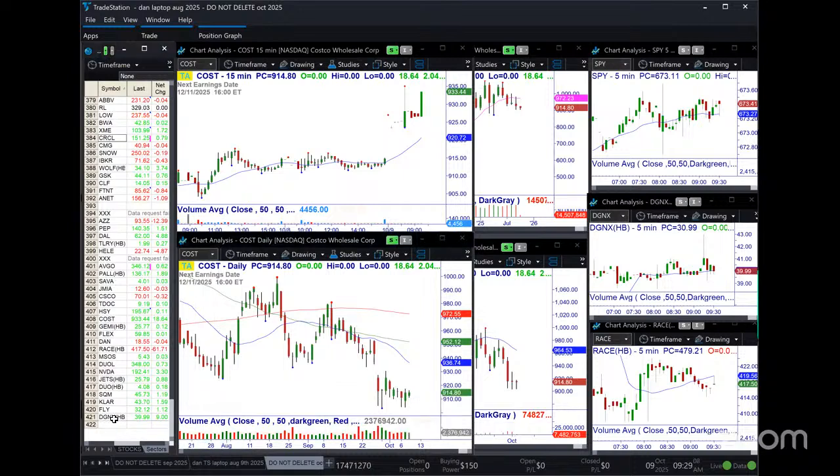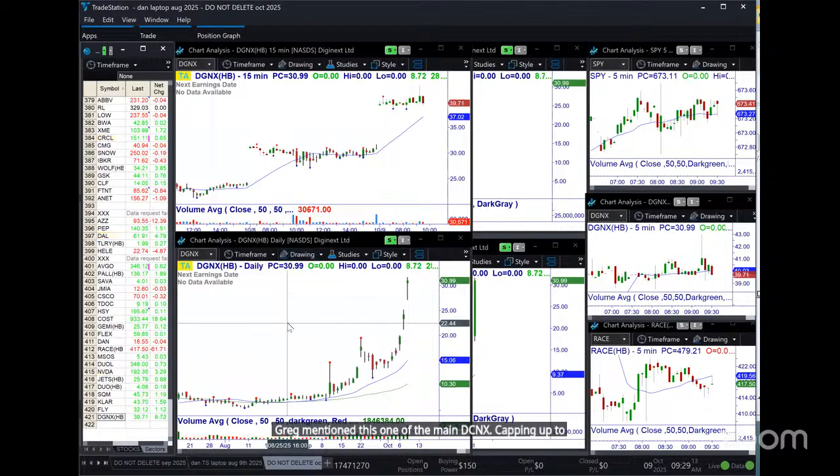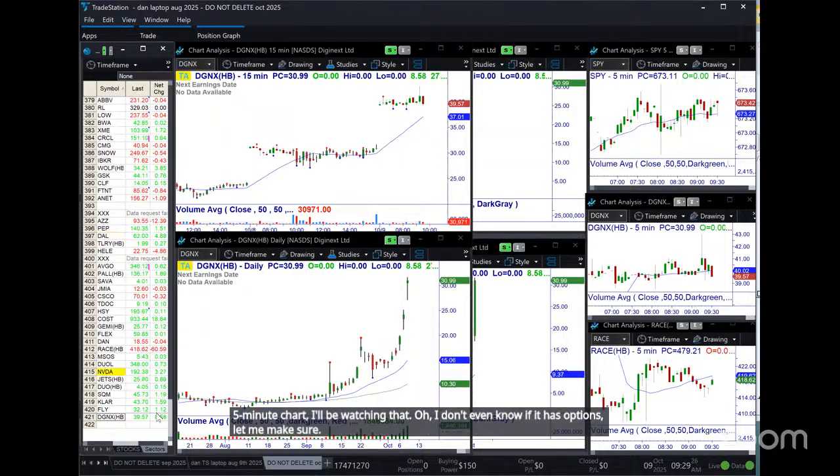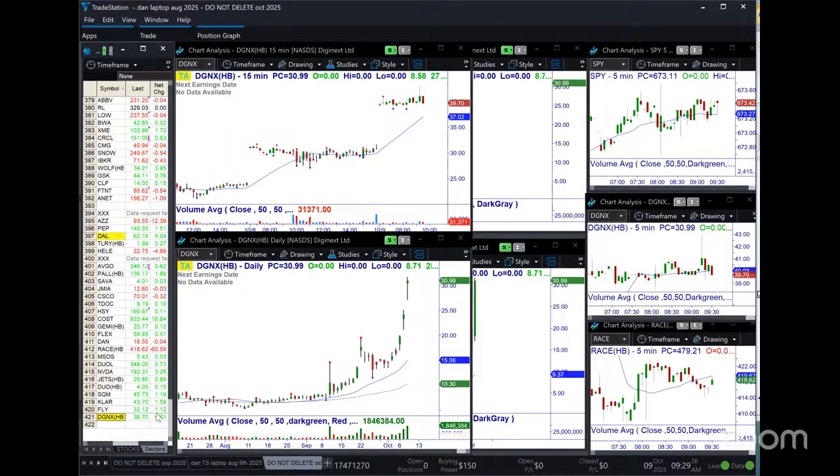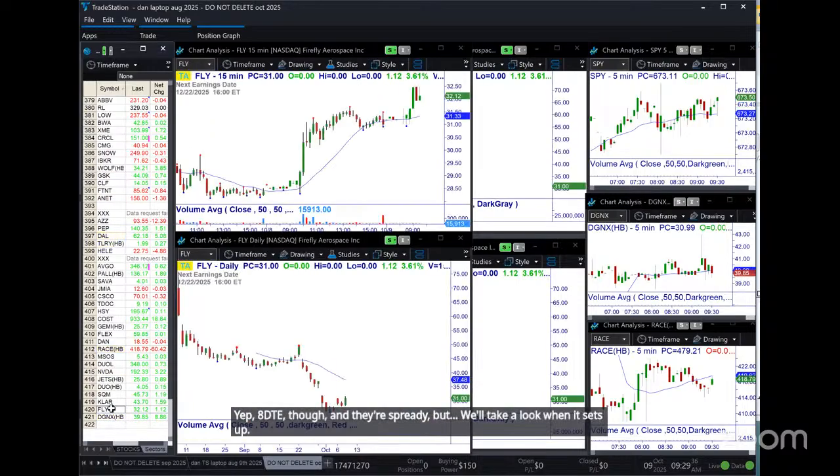Greg mentioned this one, the main DGNX gapping up to $40. That's a beautiful gap and crap candidate. So I got it here in my middle chart, 5-minute chart. I'll be watching that. Oh, I don't even know if it has options. Let me make sure. DGNX, yep, 8 DTE though, and they're spready, but we'll take a look when it sets up.